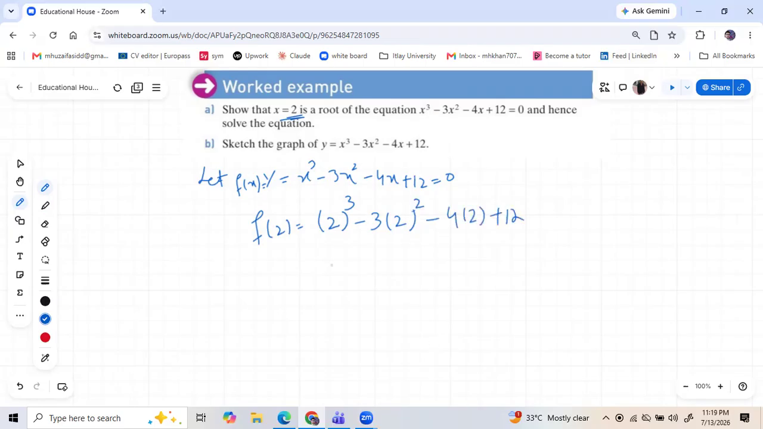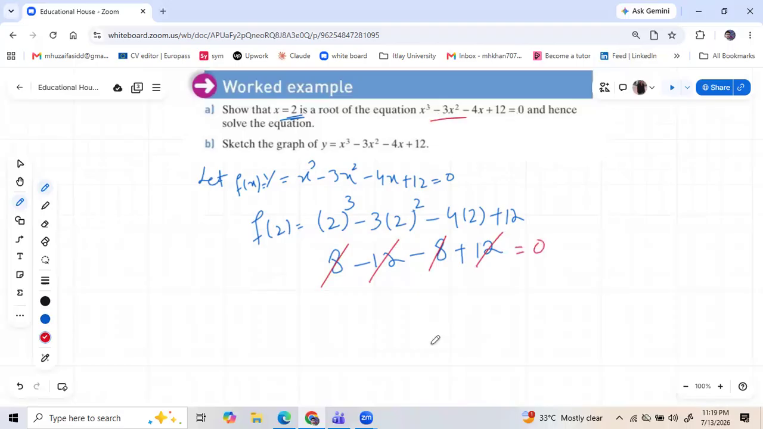And check it here. This is 8, and this is 2 power 2, 4, 3 times 4 is 12, minus 12. This is minus 8. This is plus 12. Check it here. Minus 8 plus 8 is cancelled, minus 12 and plus 12 is cancelled. This is equal to 0. So from this, this equation is equal to 0 when we are setting x equal to 2. So from here, what we are saying is that x is equal to 2 is the root of that equation, because when we put x as 2 then the answer will be 0. So this is okay.